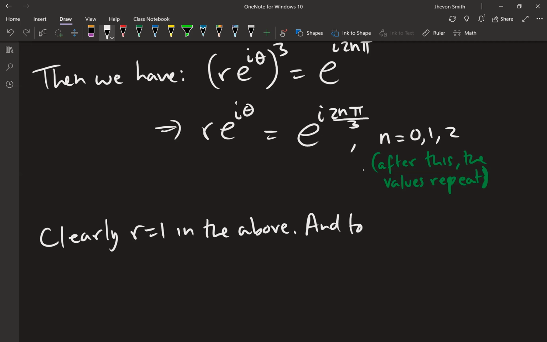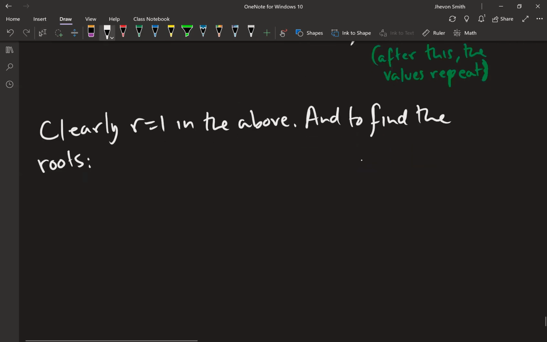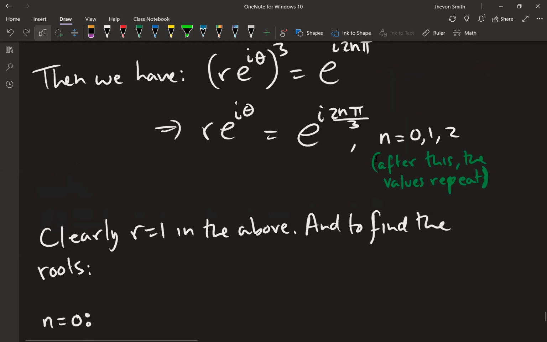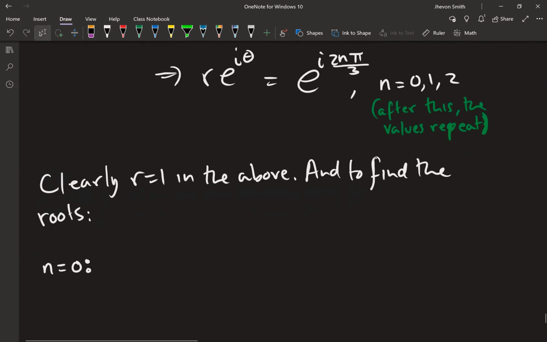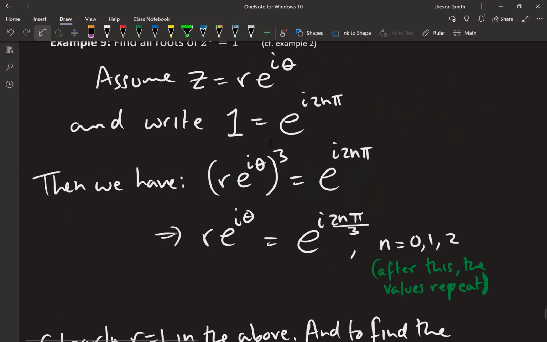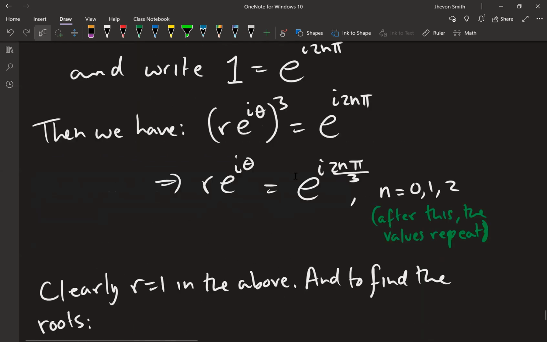And to find the roots, basically now I'm just going to plug in n equals 0, n equals 1, n equals 2, etc. into that number. So if I plug in n equals 0, this means 1 root is e to the 0, which is 1. And of course that makes sense, right? 1 cubed is 1.